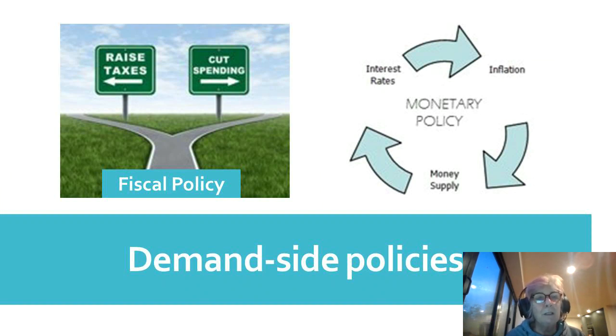So demand side policies can be split into fiscal policy, which is all about the level of taxation and government spending. And the other kind of demand side policy is monetary policy. And that's what we're going to focus on in this video. We'll come back to fiscal policy again in a later video.